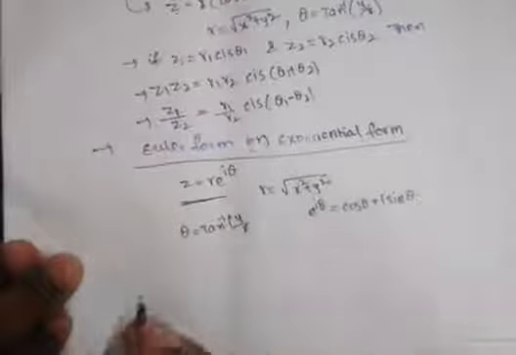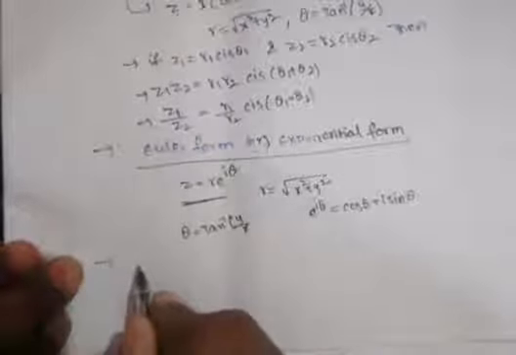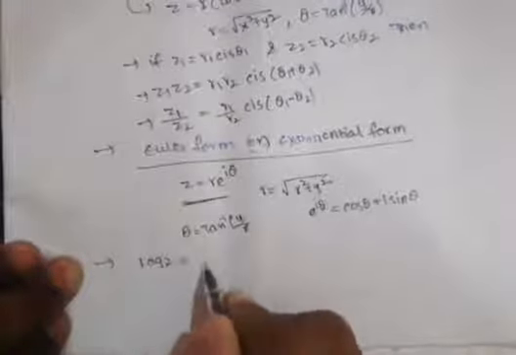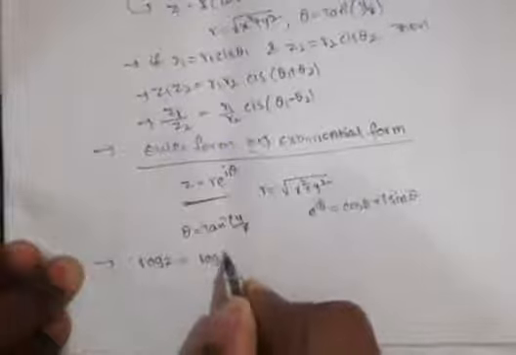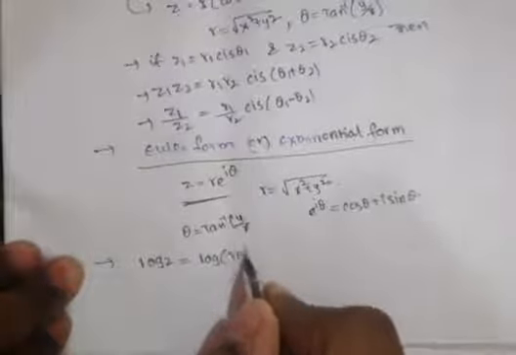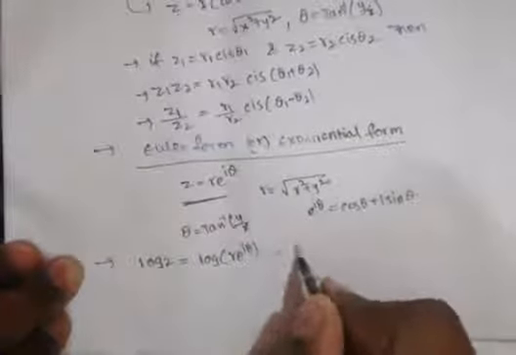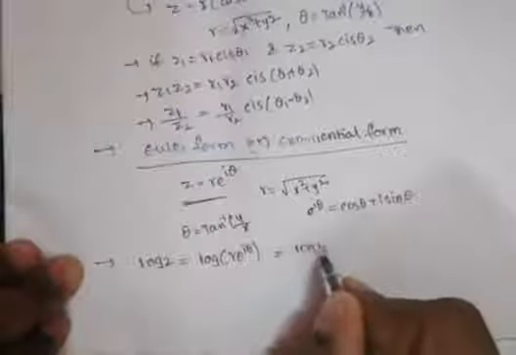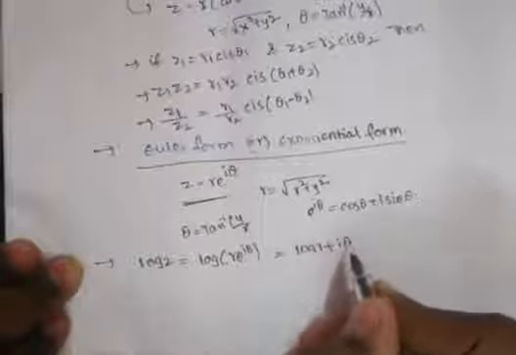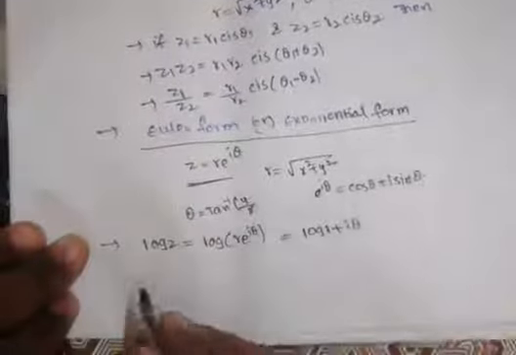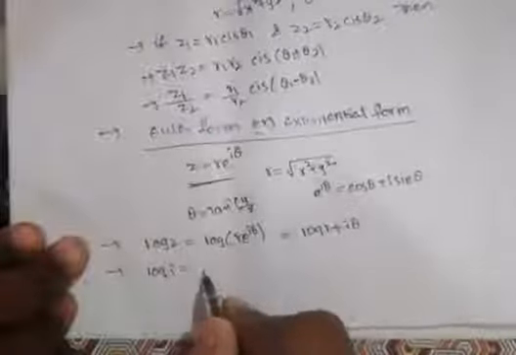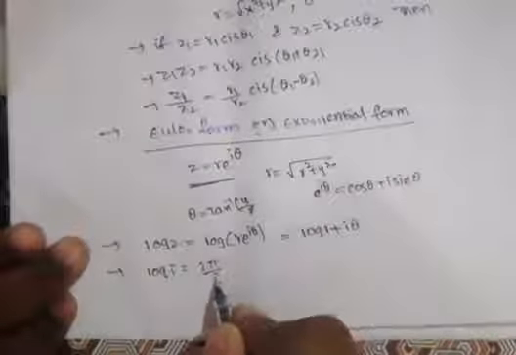Next we have to discuss log values. Log z, the log of a complex number, is nothing but log of r into e power i theta. This is also represented as log r plus i into theta. And log i value is i into pi by 2.